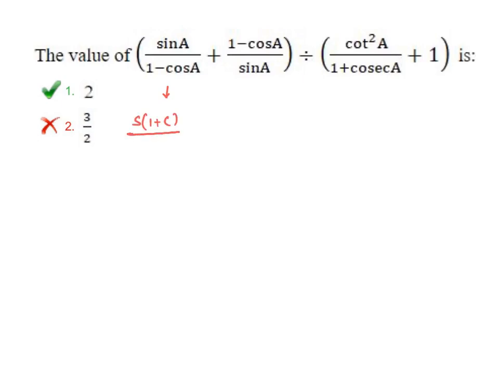Multiply it with 1 plus cos theta, it becomes 1 minus cos square theta, that is sin square theta. Cancel it. Plus 1 minus cos theta by sin theta. If you take it, it becomes 2 by sin theta. Divided by cot square A by 1 plus cosecant A. You can write cot square A as cosecant square A minus 1, and cosecant square A minus 1 you can write as cosecant A plus 1 into cosecant A minus 1.